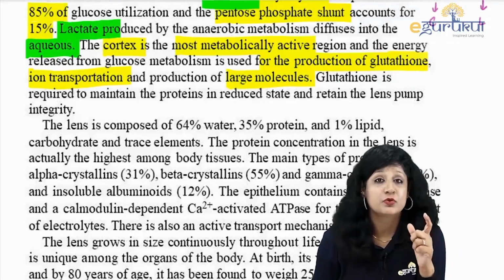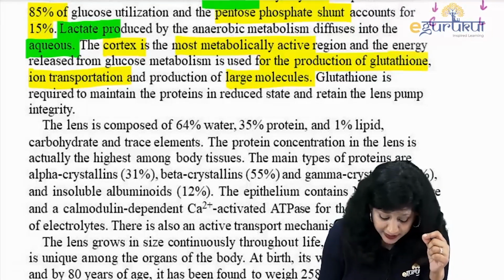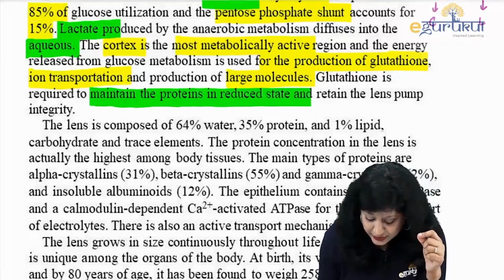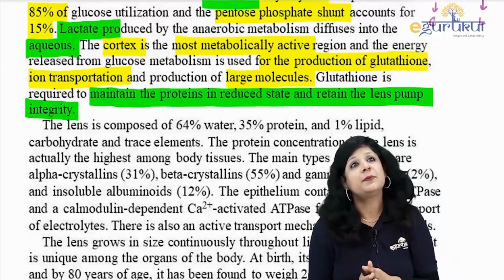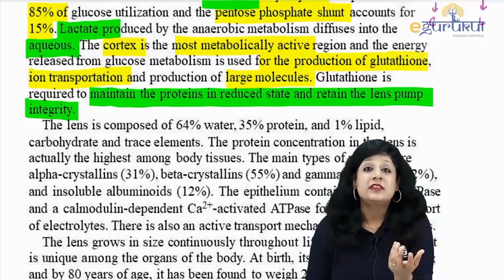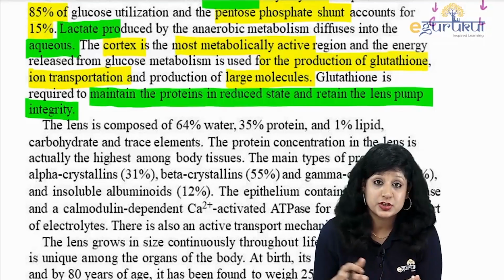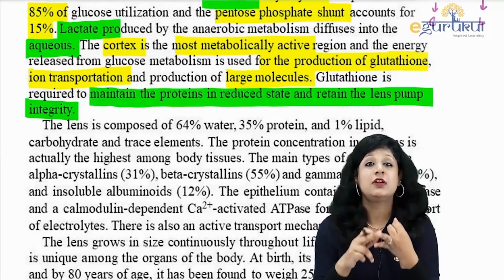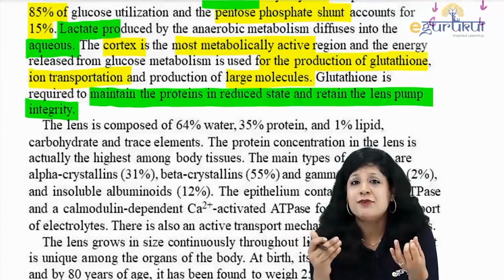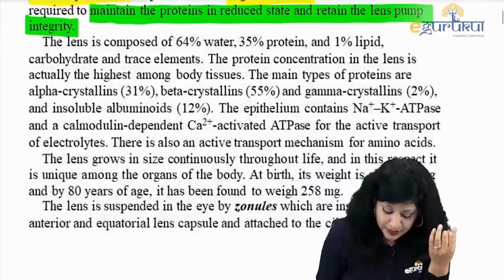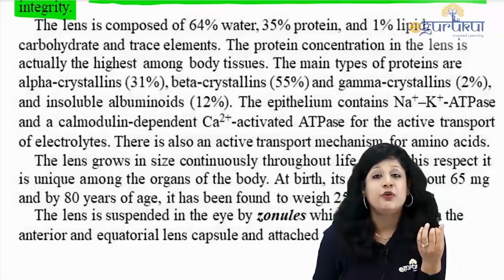Now what is the function of glutathione? The function of glutathione is to maintain the proteins in the reduced state and retain the lens pump integrity. I think this is pretty important, because glutathione is given in the balanced salt solution, the ideal solution. Glutathione is also a part of the antioxidative mechanism. So by far this is important. Okay, now coming to the constituents of the lens.